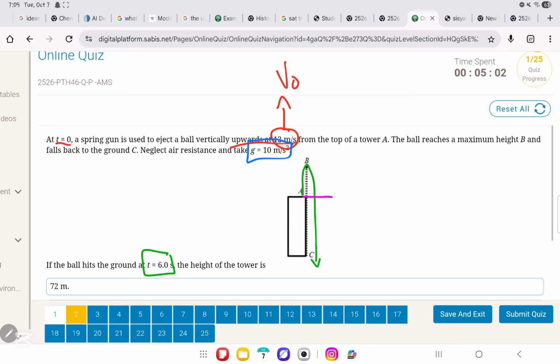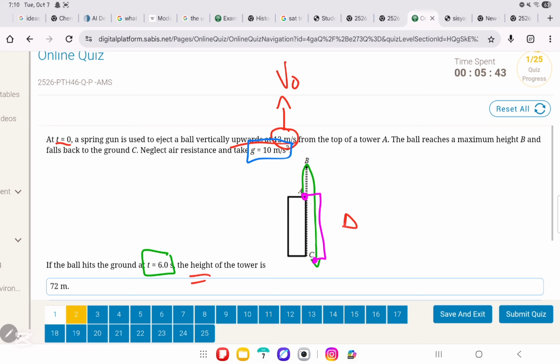So from here to here, we would have what? We would have no displacement, because what is the definition of displacement? It's position final minus position initial. So from this point here to this point here, there would be no displacement. However, the ball does not land at this point. The ball lands at point C, which is over here. So the displacement is going to be from point C to point A, which is the initial position. So what we are going to be looking for, which is the height of the tower, is the displacement.